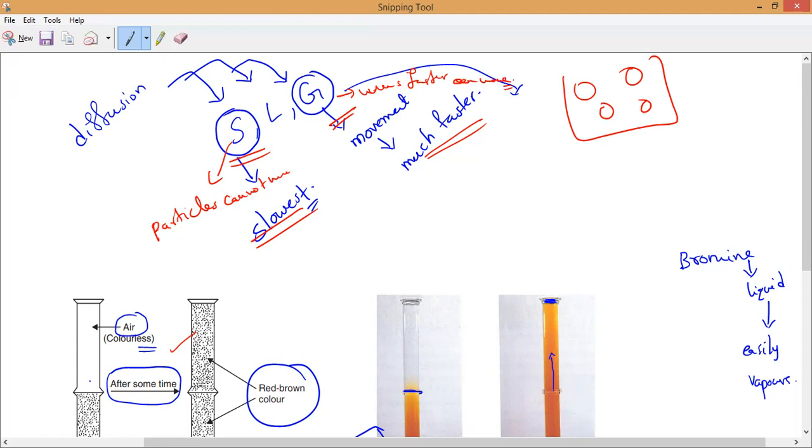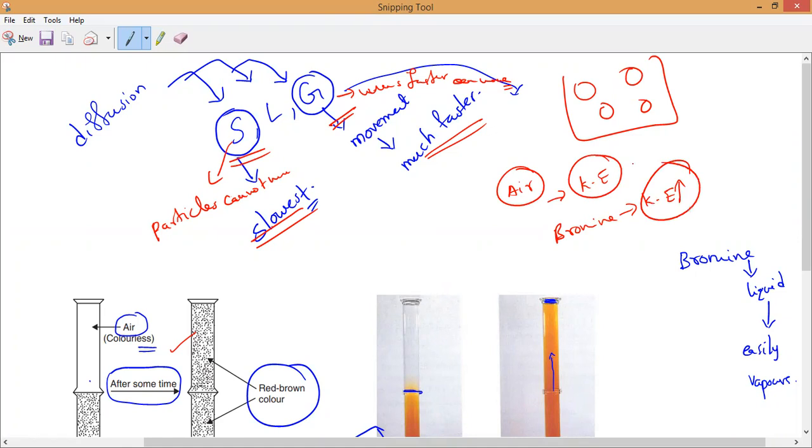I have taken air and bromine. Here, which has high concentration and which has lower concentration? You will see now. If you take air particles, kinetic energy is less. But if you take bromine, kinetic energy is more. That is why the fastest diffusion is from the bromine. So, which has more kinetic energy has the high concentration.